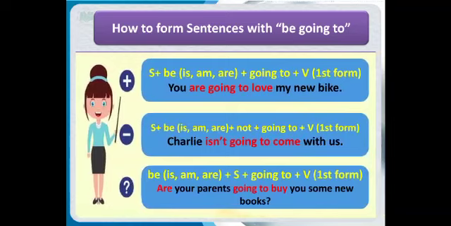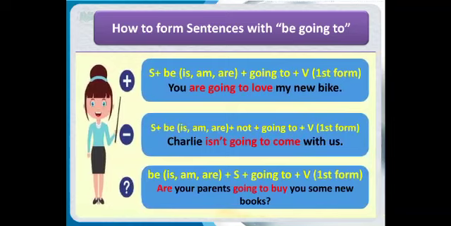Then, how to make the negative sentence? Subject, then is, am, or are, then not, going to, and the verb's first form. Charlie isn't going to come with us. Isn't is the contracted form of is not.